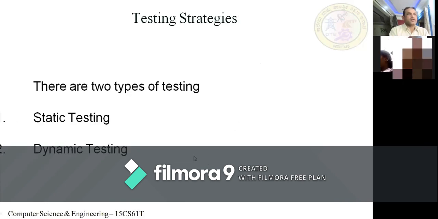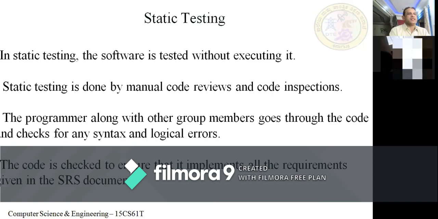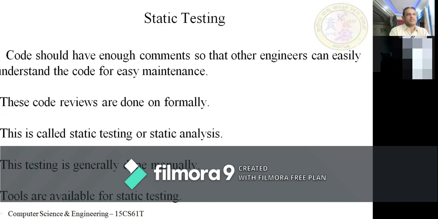Next, there are two types of testing: static testing and dynamic testing. Static testing is manual code review and code inspection, as you have seen. The code is checked to ensure all the requirements given in the SRS document have been tested, and it has to be done formally. The code should have many comments, which helps easy maintenance. We call this static testing or static analysis. This is done manually, or there are some tools available for testing. These are the things we need to discuss.